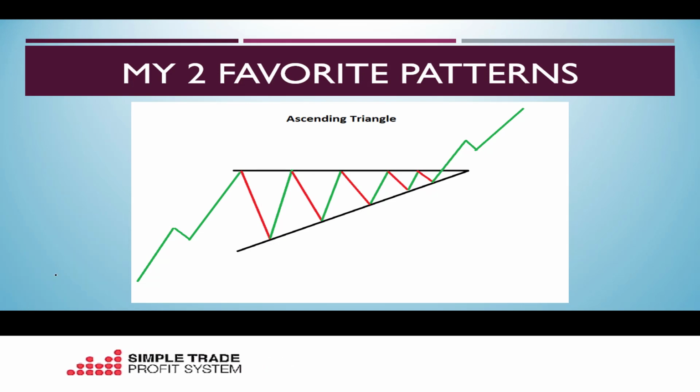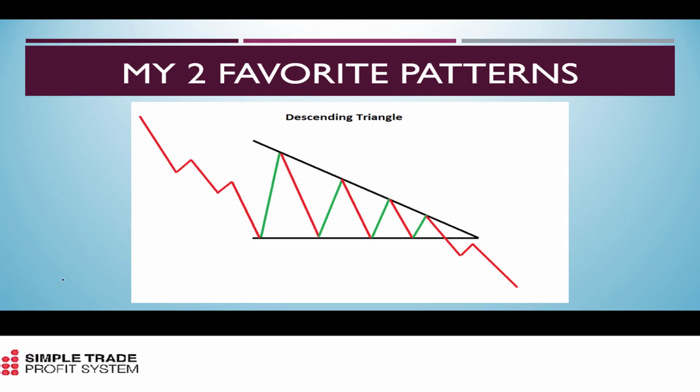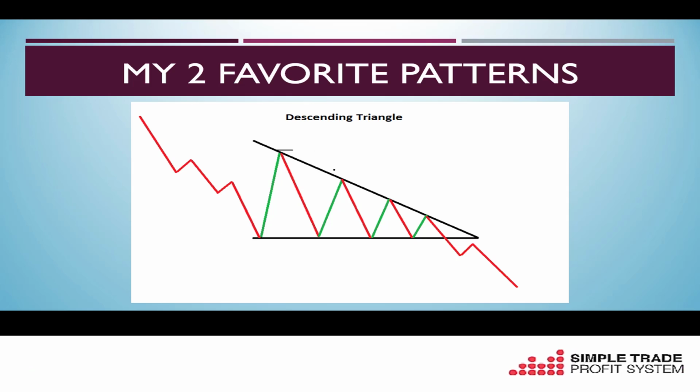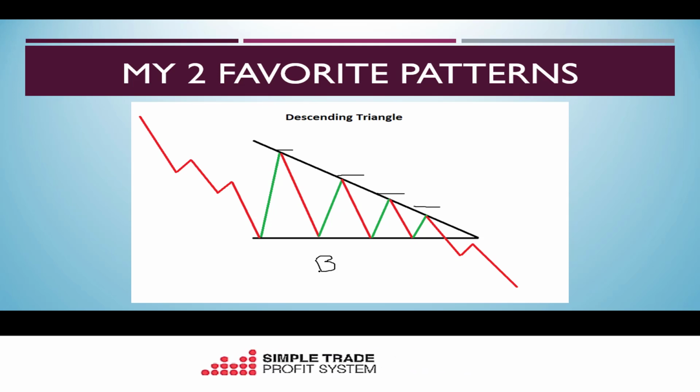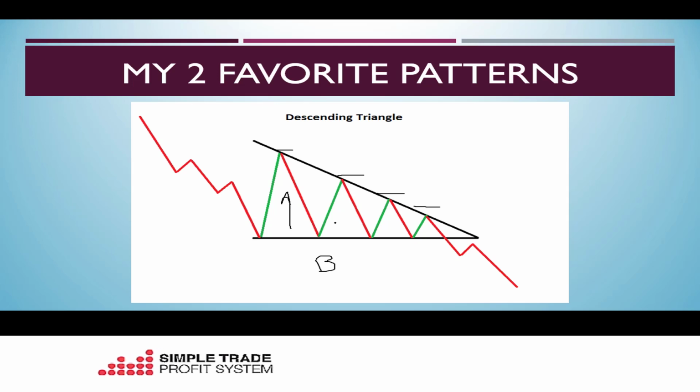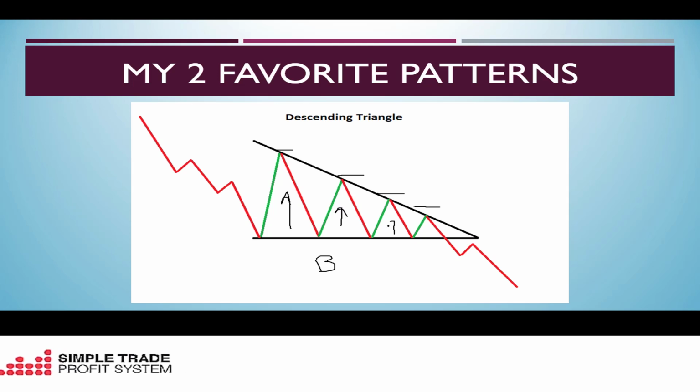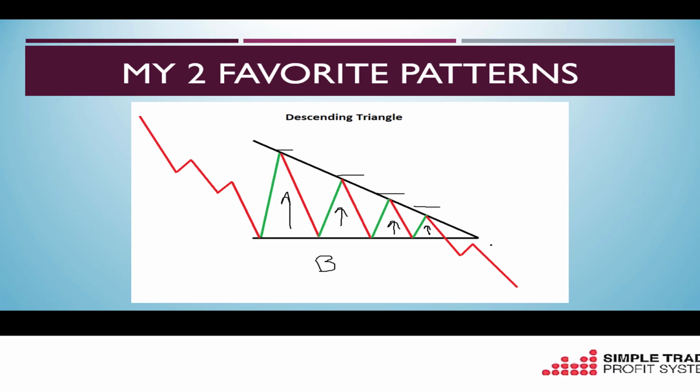And then my second favorite one, same one, descending triangle. Same concept, sellers coming in at lower highs, putting pressure on the buyers down here. They're not able to send price up as far each time before they run out of strength and the sellers drive the price down.